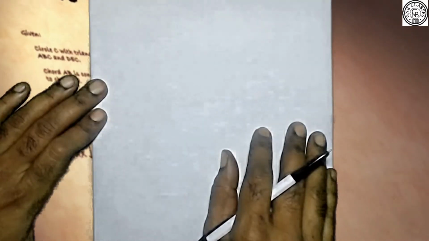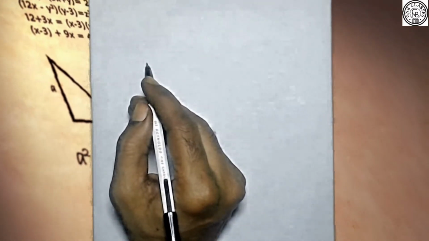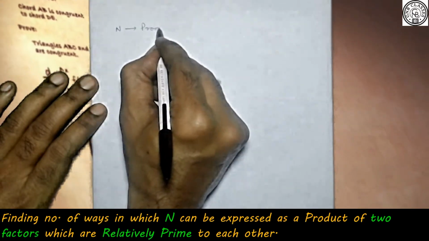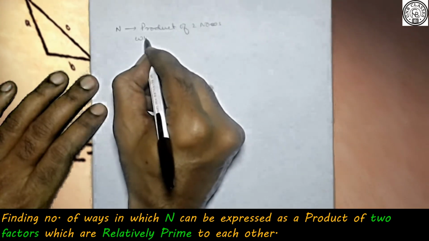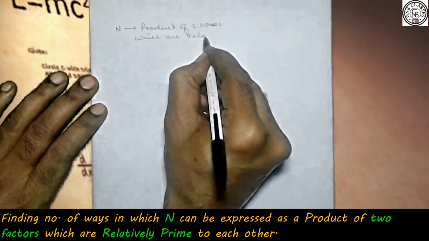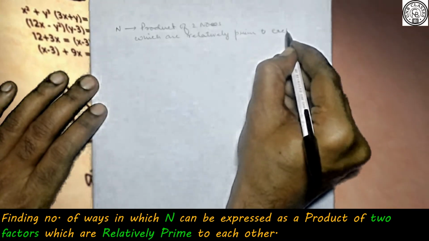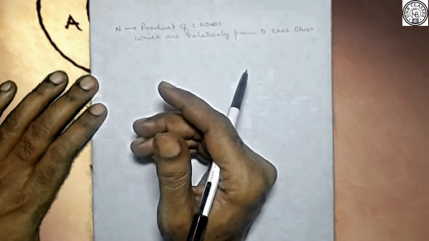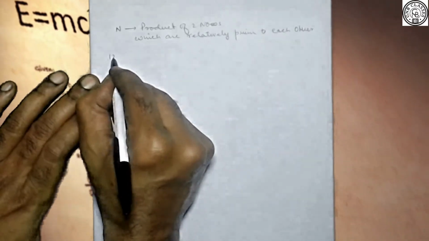Okay. Now let us bring some more twist in the problem. Let us say, how many number of ways can you express n as a product of two numbers which are relatively prime to each other? Relatively prime to each other means the numbers that you select to represent n as a product of two numbers will be co-prime to each other. Is it clear? Let us take the example 12.